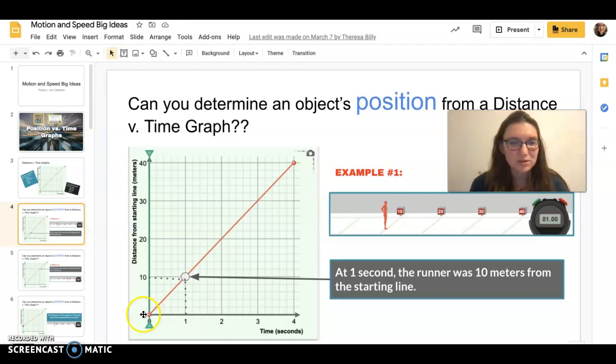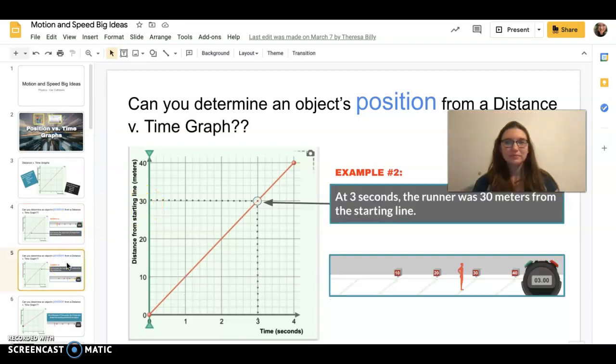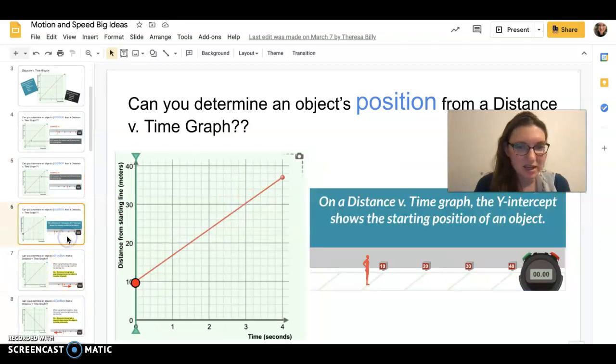I mean, the 0 point is like the starting point. And then you can always see how far they are from where they started based on the y-axis. So at 1 second, they were 10 meters from the starting line. At 2 seconds, they were 20 meters from the starting line. Basically, look at the y-axis. It'll tell you how far they are at what time. At 3 seconds, they were at 30 meters from the starting line.